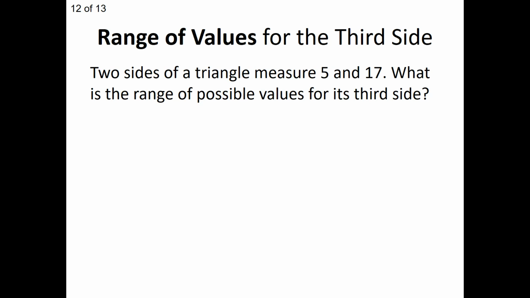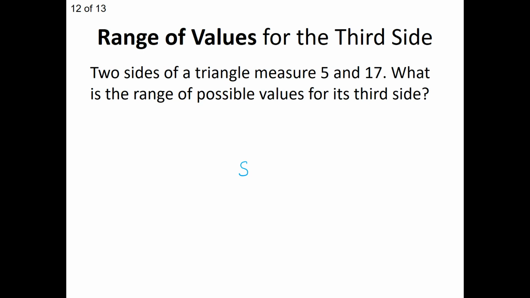So I can't just pick a side length of 100 here and claim that this is going to make a triangle. It can't, okay? There is a bound for this third side. There's going to be an upper bound and a lower bound. Let's take a look at how we actually can solve for this range to find our value of our third side. Well, let's call the third side S, okay? Which means S is going to be some value for the third side.